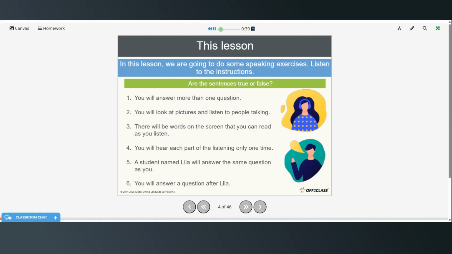We are going to do a speaking exercise. Some questions might be easy for you, and others might be hard. It is important that you do the best you can. In this exercise, you will look at pictures and listen to people talking on a recording. You can follow along with the words on the screen while you listen. Listen carefully. You will hear each part only one time.